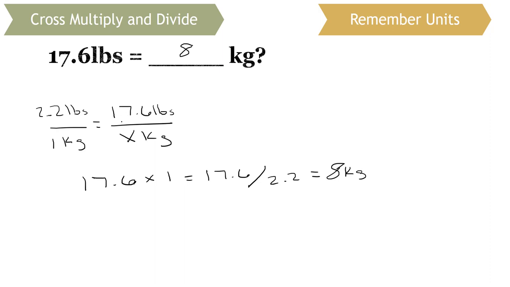Now here you'll notice that when we cross multiplied, we said 17.6 times 1. This is what I was talking about before. You can't shortcut these things by just multiplying or dividing. It's important to set it up so you know when to basically divide and when to multiply.